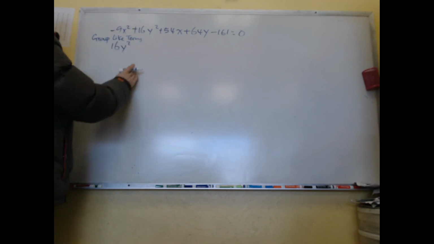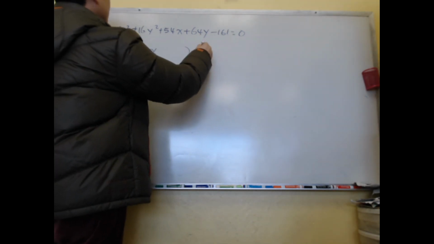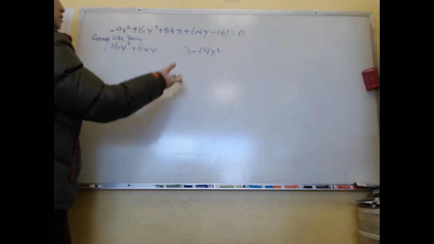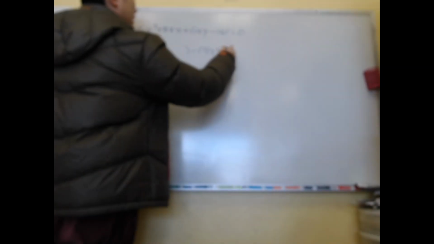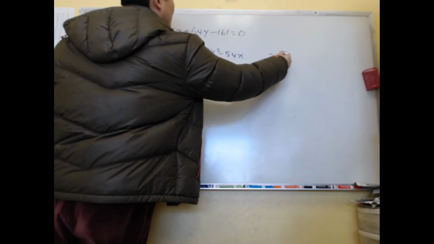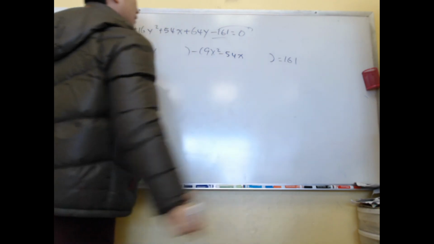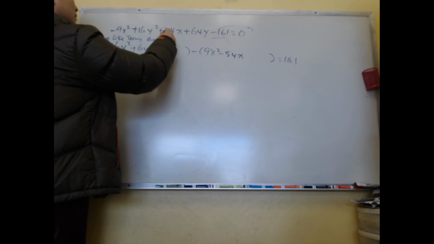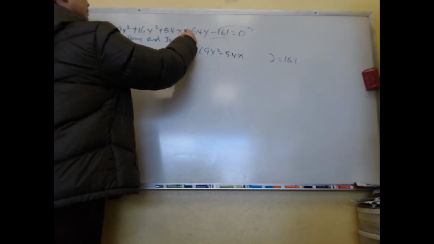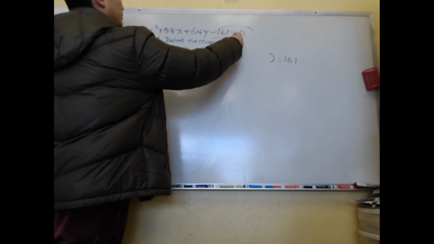So 16y squared plus 64y, parentheses, and then minus 9x squared. At the same time, I take out the negative 1, so minus 54x, and then negative 161, you can just take that to the right hand side. So group the like terms and isolate the constant term.